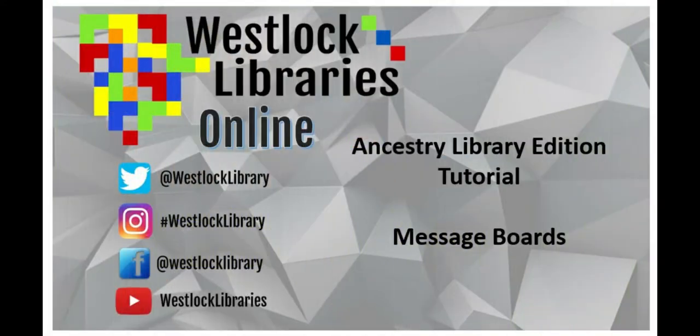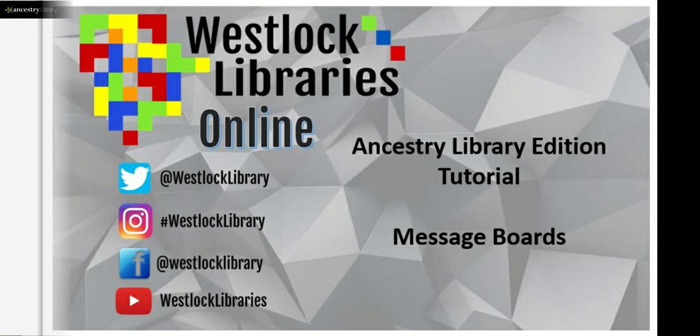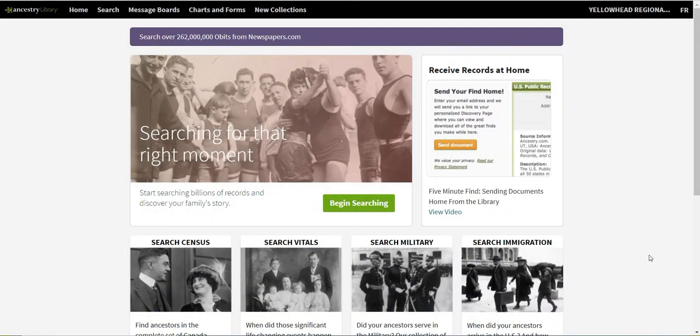Today's tutorial will be about message boards and how to use them. Before we start, you must log into the Westlog Library website using your library card and PIN, then click on e-resources at the top of the page, scroll down, and select Ancestry Library Edition. Once the home page is loaded, look for message boards in the navigation bar.